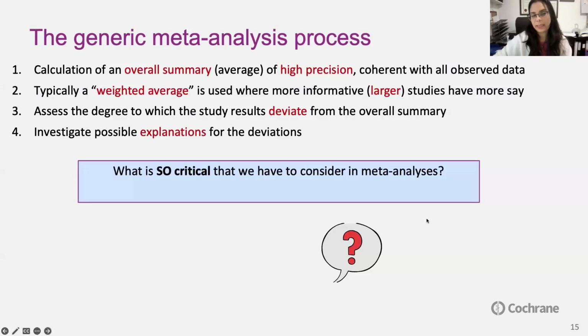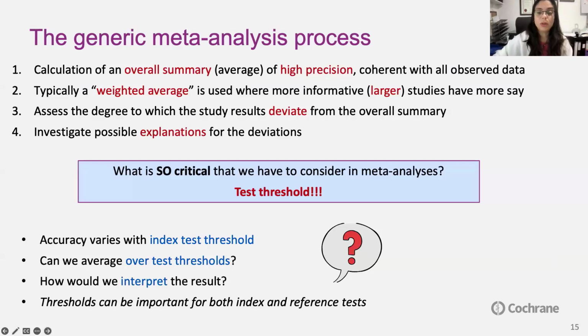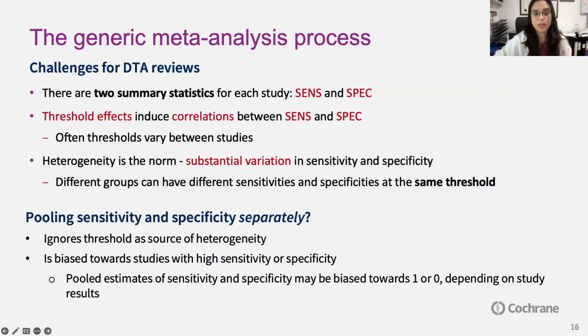But what is so critical in diagnostic test accuracy meta-analysis? So the answer here is the test threshold. So we should not ignore the different test thresholds in meta-analysis, and accuracy may vary with index test thresholds. And the question here would be, how can we really average the accuracy over the different test thresholds, and how would we interpret those results? So we should also keep in mind that thresholds can be different and can be important in both index and reference tests. So that's the key challenge.